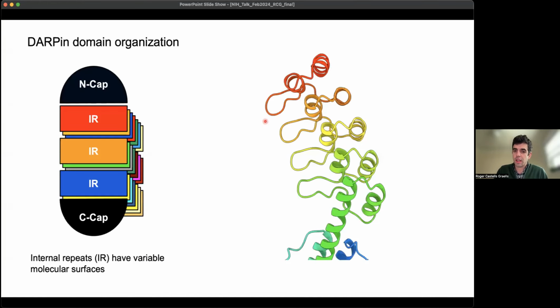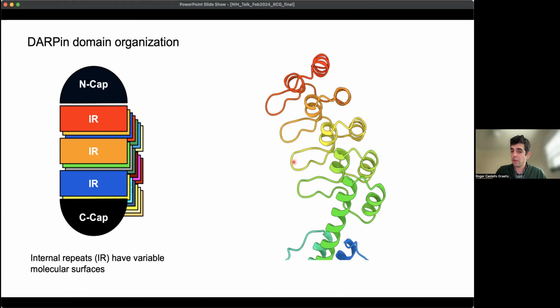As I was talking about, DARPins are made of these loops. And basically using these libraries and using methods like yeast display or ribosome display, you can select DARPins against your protein of interest as long as they can form an interface. Then when you have found the DARPin that has the highest affinity against your protein of interest, you just sequence it, and then we can integrate the sequence in these loops into our design.